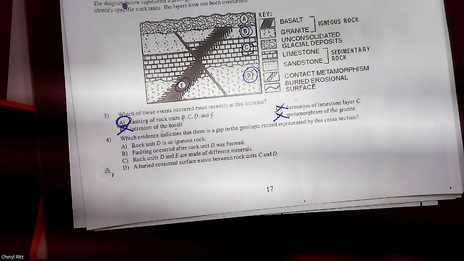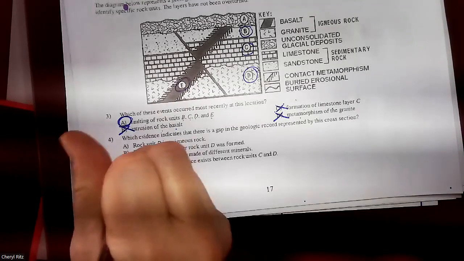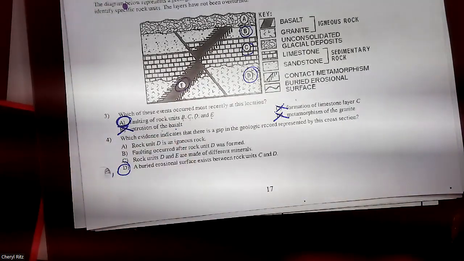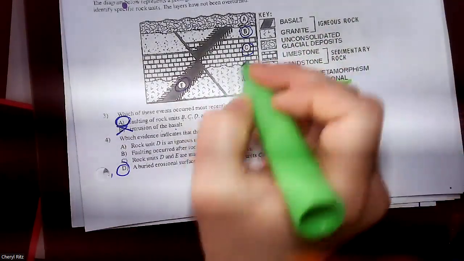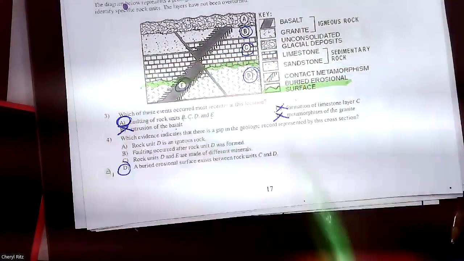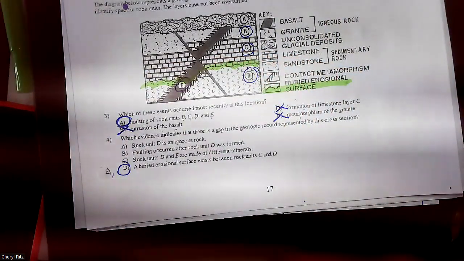Which evidence is there that there's a gap in the geological record represented by this cross-section? So again, now that we know about this, which one of these represents a gap in the geological record? D, a buried erosional surface. Again, how do they show that? They do say here, this buried erosional surface right here, that wavy line is representing an unconformity, which means erosion came through.